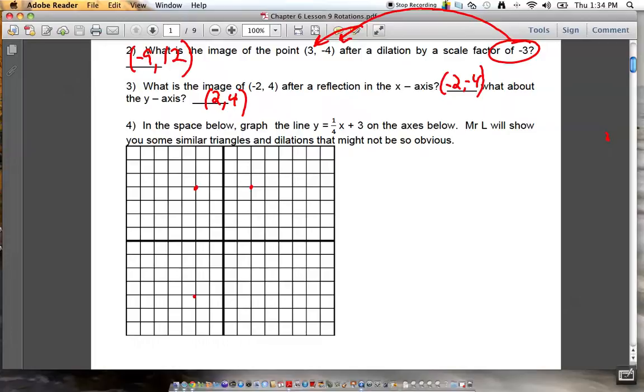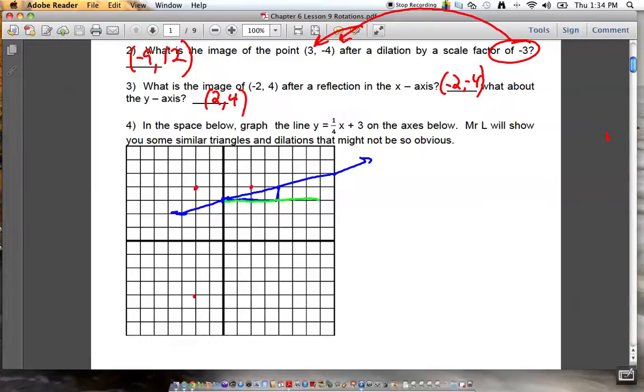And as far as graphing the line on there goes, 1/4 x plus 3, I begin at 3, I go up 1 over 4, up 1 over 4. All right, here's my first triangle in blue. And remember, similar means same shape, different size.